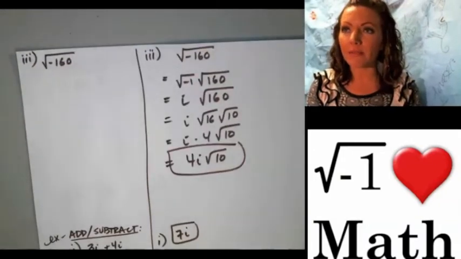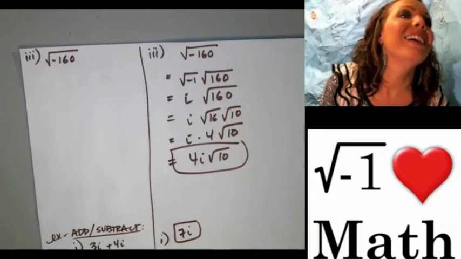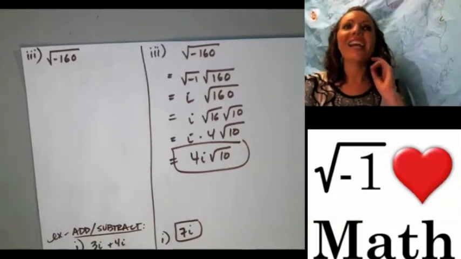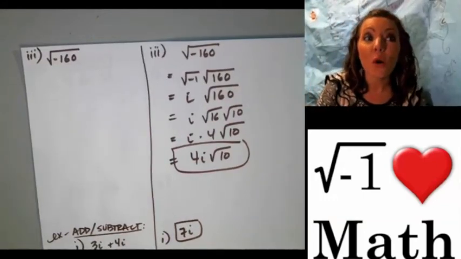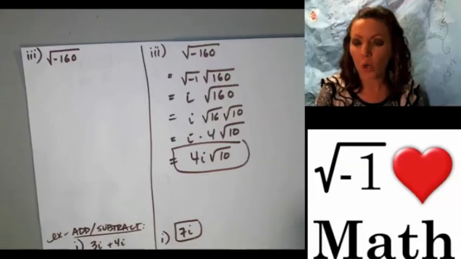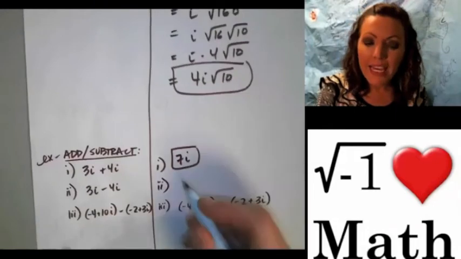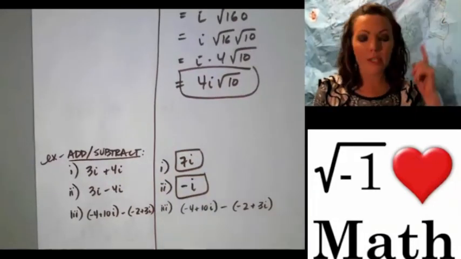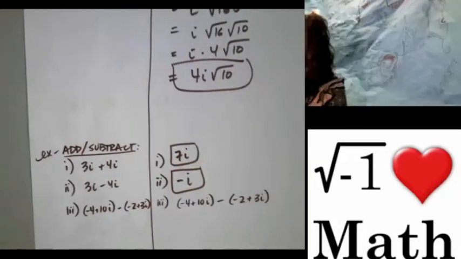Are you getting my drift yet? Yes. Okay. Ready? 3i minus 4i. Negative 1i, but we don't need the 1 in front of it to know there's only one of them. Okay, last one of this type.